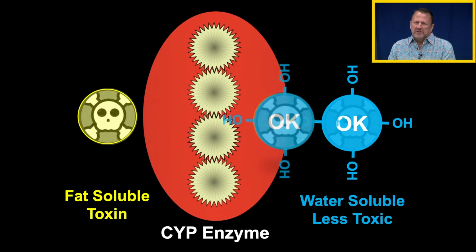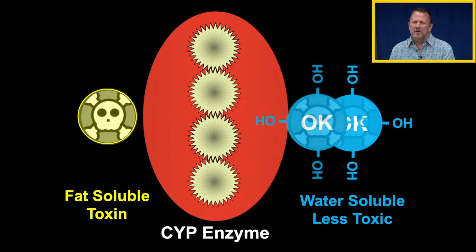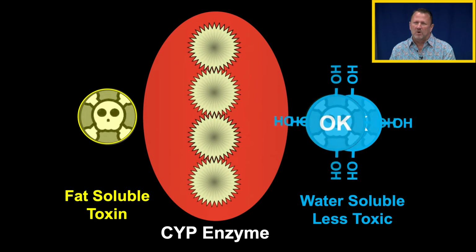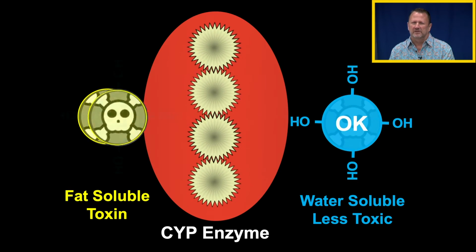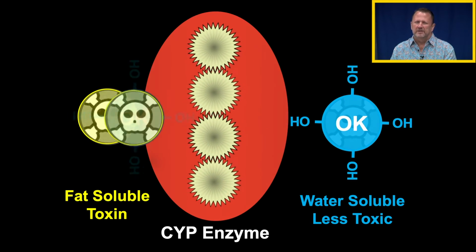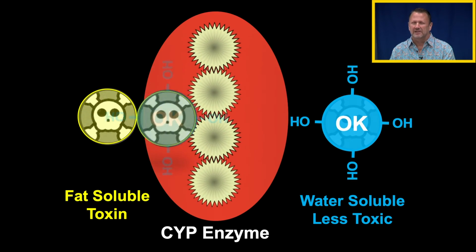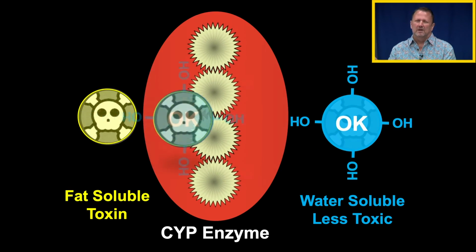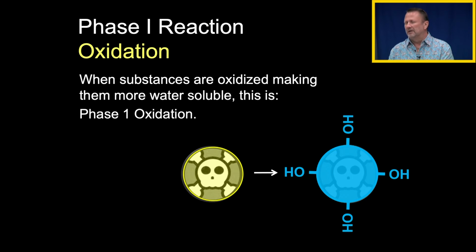One of the major strategies is this. We're trying to take a fat-soluble toxin and make it water-soluble so it's less toxic, because being water-soluble, it's easily eliminated through the kidneys. And so here's this fat-soluble toxin that has been identified by a CYP enzyme, and it's going to oxidize that fat-soluble substance to make it water-soluble so it can be eliminated through the kidneys. And so this is called a phase 1 reaction.